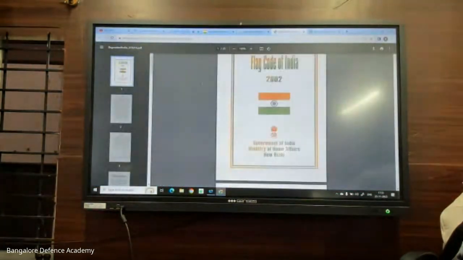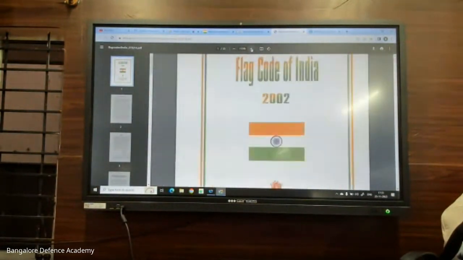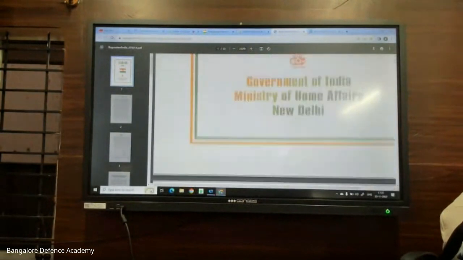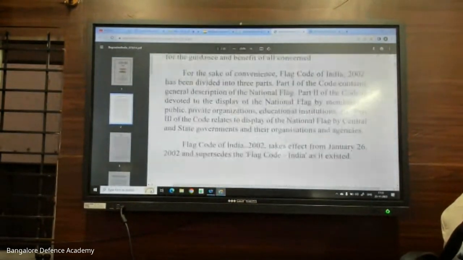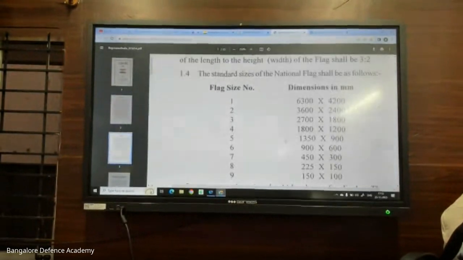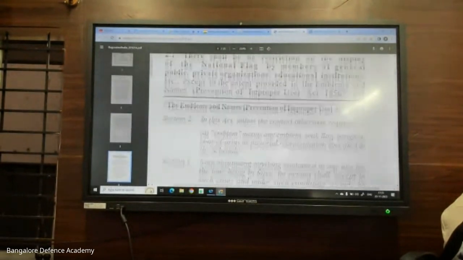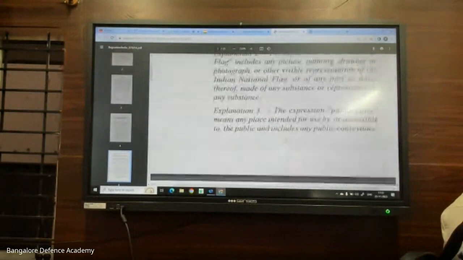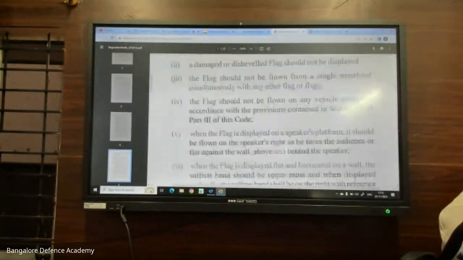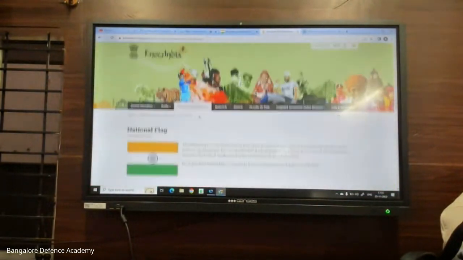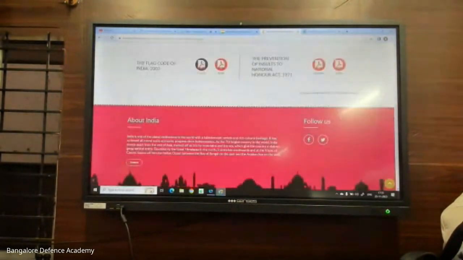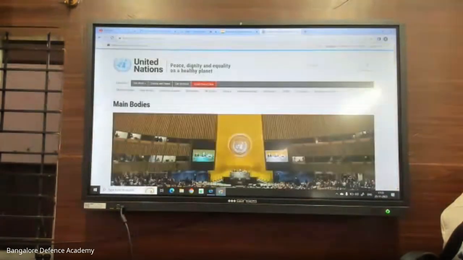Okay, look here. This is the flag code. You have to follow this flag code, everyone. So you can read this. देखो डायमेंशन दिया है, सब कुछ दिया है, कैसे इसको हॉइस्ट करना है, कितने बजे करना है, कितने नो द फ्लैग शुड नॉट टच द ग्राउंड, ऑल दिस थिंग्स आर देयर. Okay, so you know the rest, who designed it? Pingali Venkaiya.